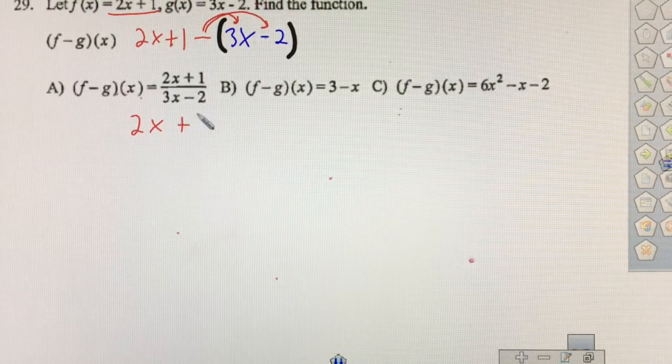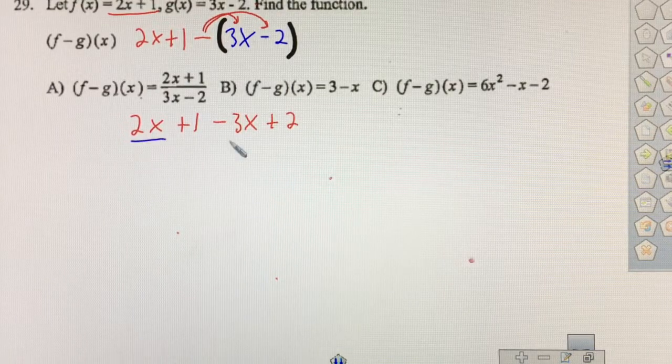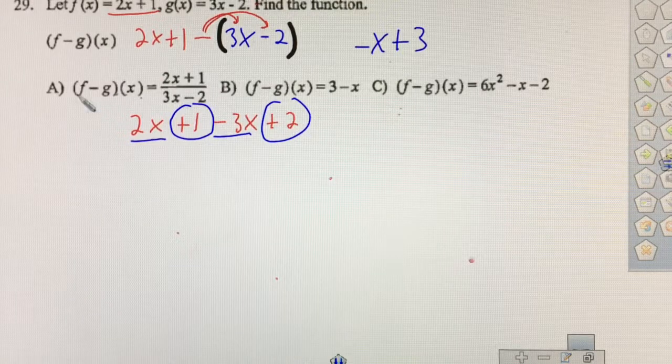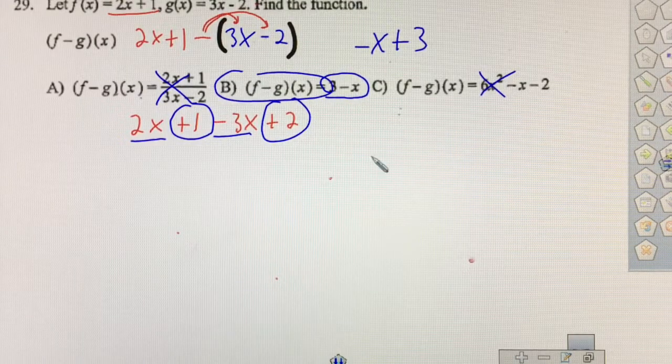So this is going to give me 2x plus 1 minus 3x when I distribute the negative, plus 2. I'm going to combine like terms, that's 2x minus 3x. That will give me negative x, and then 1 plus 2 is 3. So obviously it can't be choice A. I think it's choice B. It looks like they just flip-flopped the 3 and the negative x. And it can't be choice C, so it must be choice B.